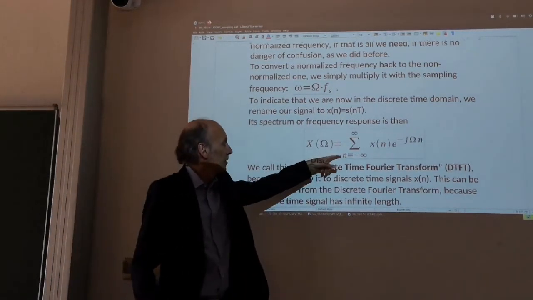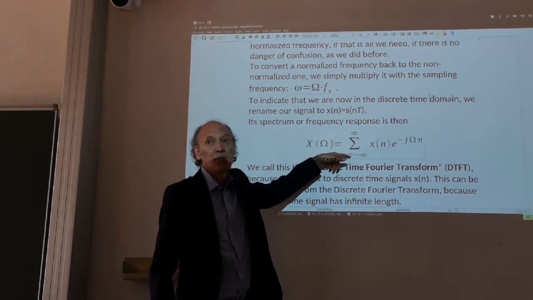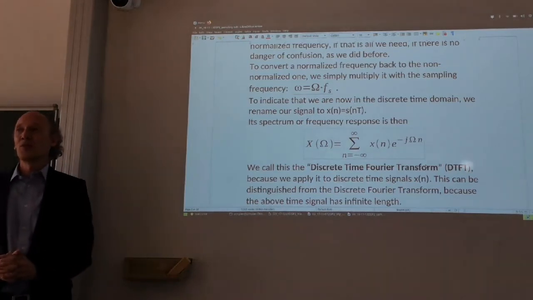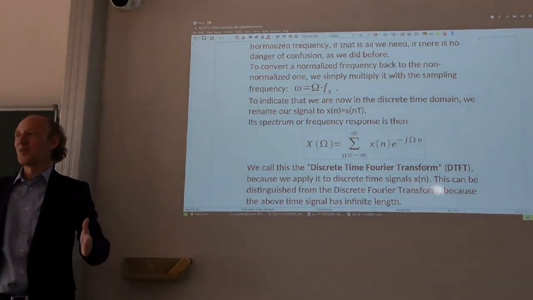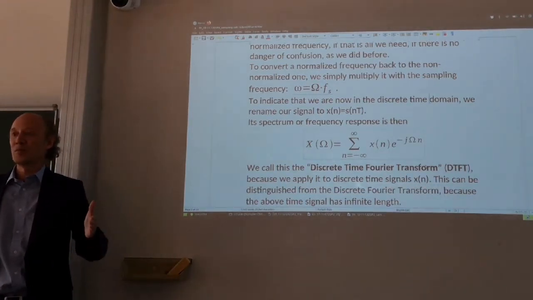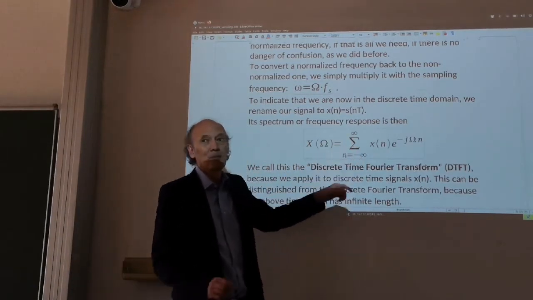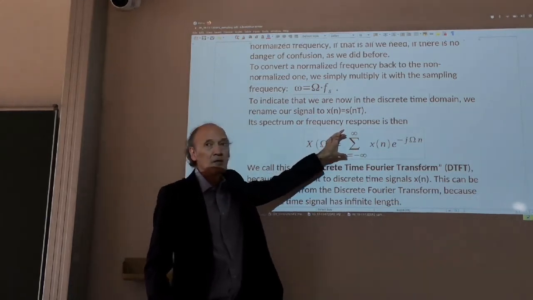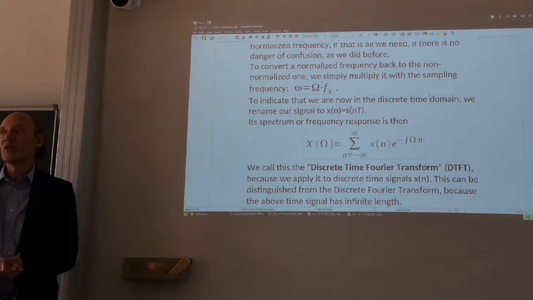Observe that this time index n goes from minus infinity to plus infinity. So this is something which we only can use in theory, because in practice all our signals have finite length. They start at some point and they end at some point. So this only works in theory. And there's also a version where you have a finite length summation, and this is simply called the discrete Fourier transform, or DFT.